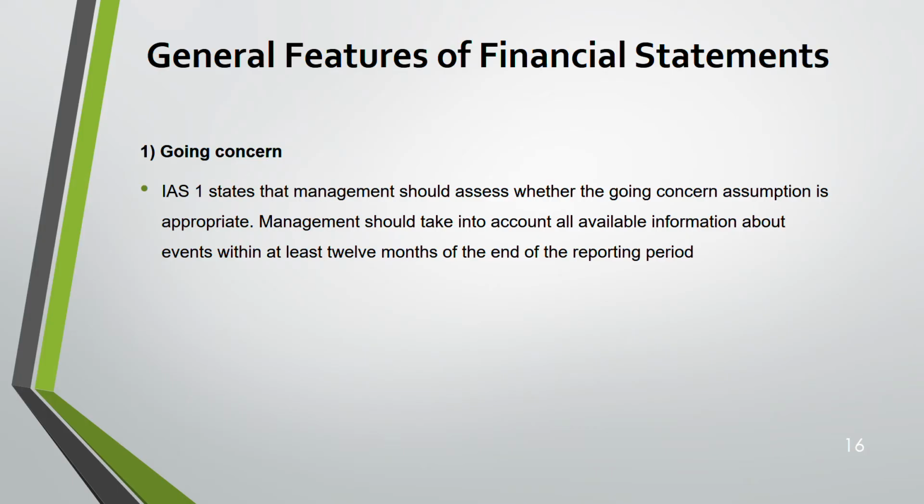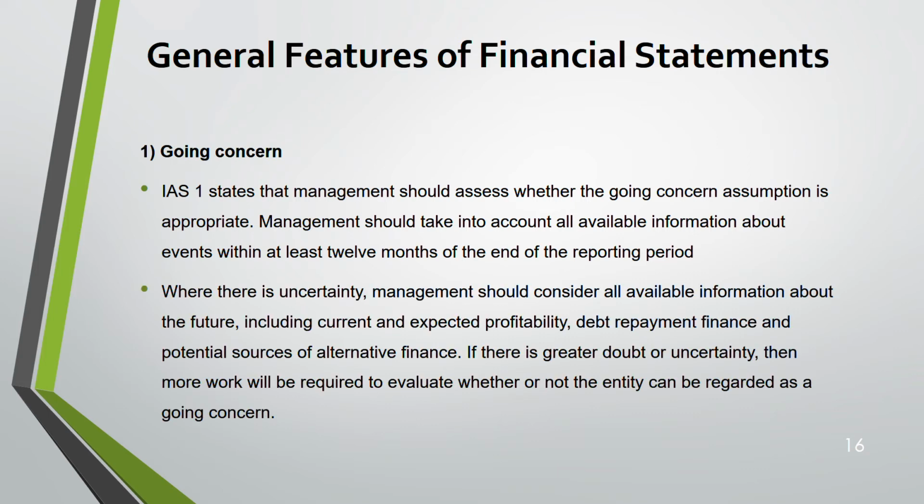So IAS 1 says that management should assess whether going concern assumption is correct or not. You have to check the facts, whether you are going to be able to operate for the next 12 months or not. If it is so, you are going to prepare your financial statements on a going concern basis. Okay, but what if there is some uncertainty after getting all the information that you will not be able to survive in 12 months? What happens? You cannot prepare the financial statements on a going concern basis. Then you need to change.